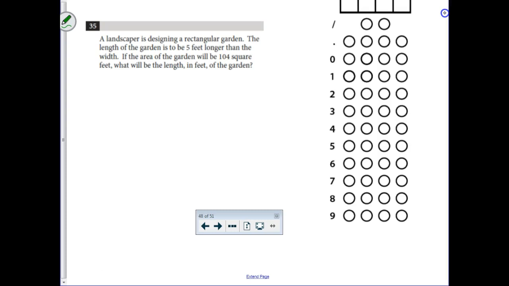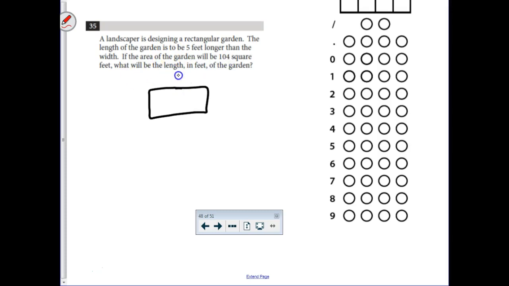Let's see. Do I have any notes about how tricky these are? Not yet. Okay. The landscaper is designing a rectangular garden. The length, okay, I feel like a picture. The length of the garden is 5 feet longer than the width. The area of the garden is 104. What is the length? Okay.